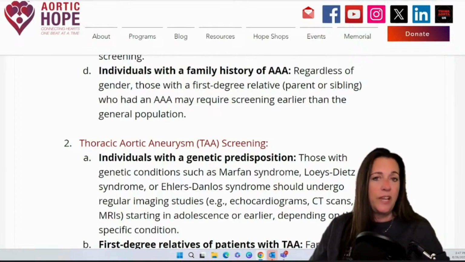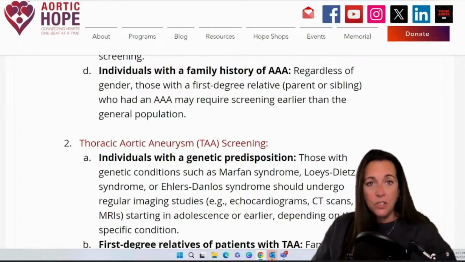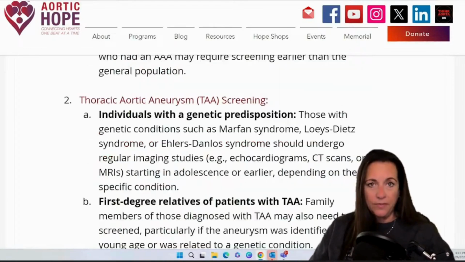And you need to do the surveillance starting in adolescence or earlier, really depending on what type of condition you are aware that you have.